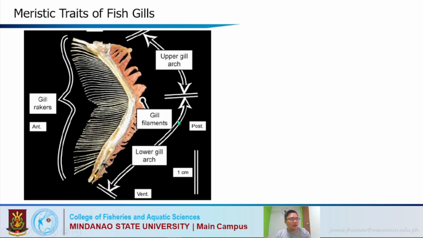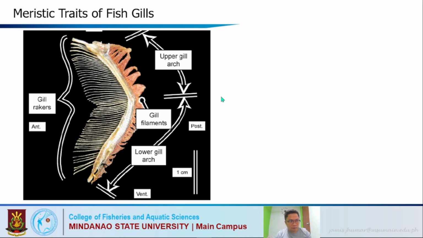Okay, and then here we have the meristic traits for fish gills. This is what we call a gill arc. Okay, this is the gill arc. A typical bony fish has 8 gill arcs on each side. And then what you're going to do is just get one of the gill arches. Get one of those, and then count the gill rakers and then the gill filaments. So that's basically the meristic trait of a fish gill.